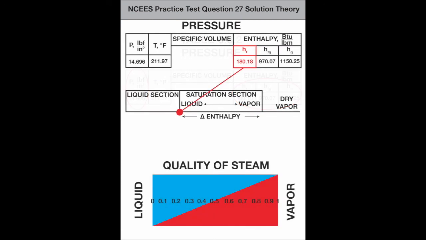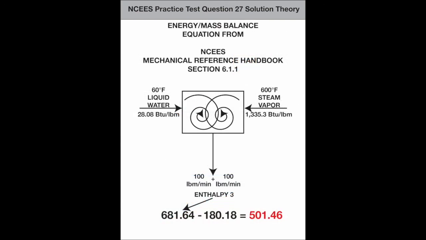So, the first 180.18 BTU per pound mass is only for the liquid phase and has nothing to do with the saturation region. And because it has nothing to do with the saturation region, it has nothing to do with the quality of the steam. It is the amount of enthalpy that just gets you to the saturation region. So take that away from the total enthalpy mix, which leaves 501.46 BTU per pound for the mixed steam within the saturation region.